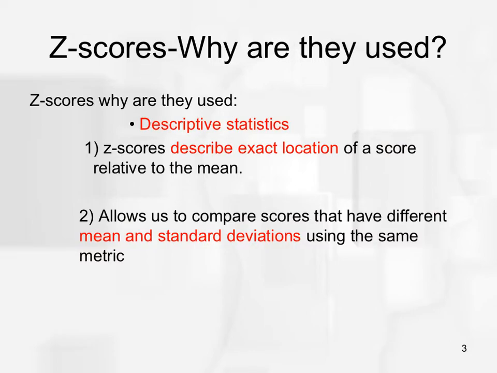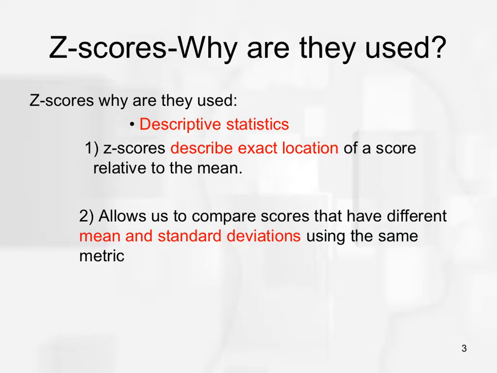Now, why do we use them? Well, for descriptive statistics, we use them for a couple different reasons. Number one is we use them to describe the exact location of a score relative to the mean. So what we're trying to find out, in terms of standard deviations, is how far away that raw score that we call x is from the mean.